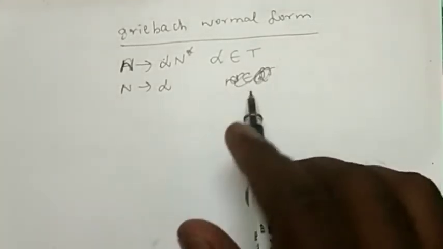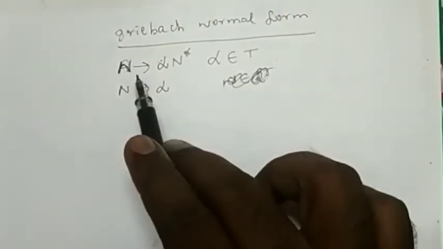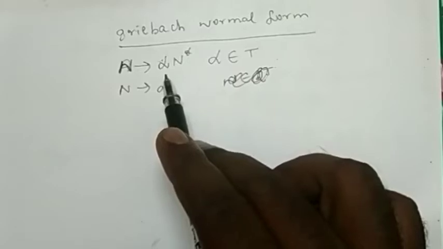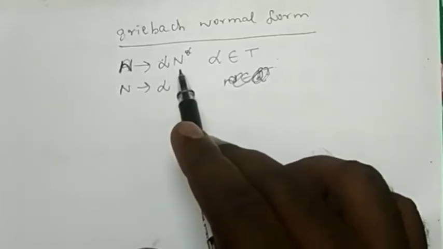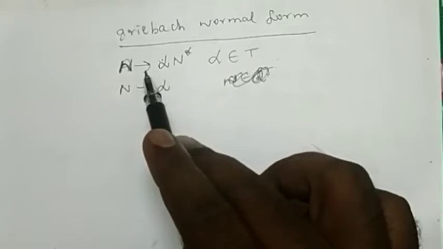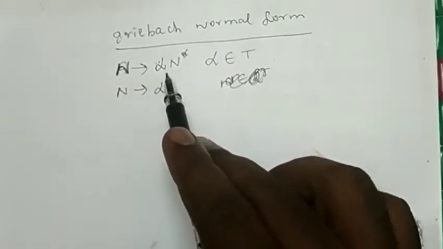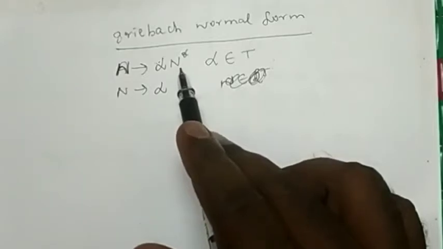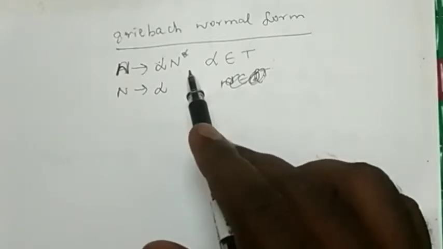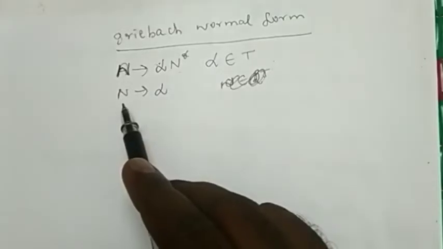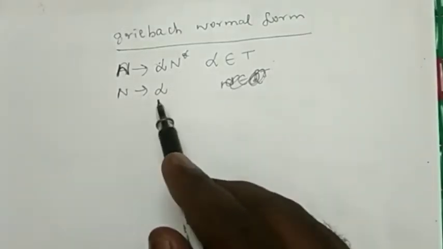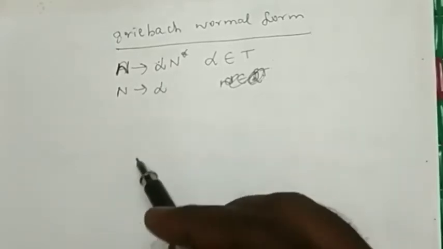It actually attains two forms. You have a non-terminal on the left side and a terminal, so alpha here is called a terminal. You can have only one terminal on the right side, followed by a set of non-terminals. That's why the equation is given as N tends to alpha N star. Star means the non-terminal can appear zero or more times. And another form is non-terminal tends to alpha, that means you can have only one terminal on the right side.